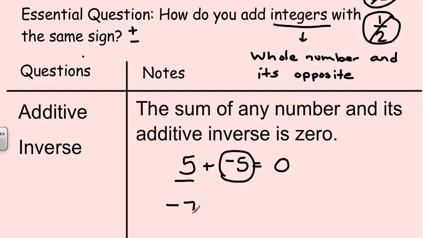So 5 and its additive inverse, in this case negative 5, because the total is 0. If I had negative 7, plus what number would equal 0? Well, if I'm on a number line and I am at negative 7, where do I have to go to get back to 0? I have to go 7 places in the positive direction. So I need a positive 7. Its opposite. Any number and its opposite are additive inverses of each other.